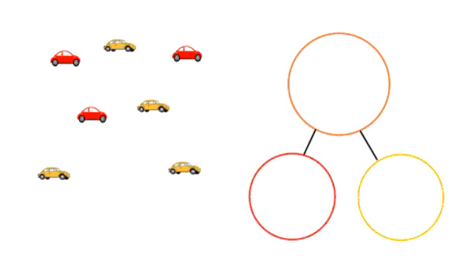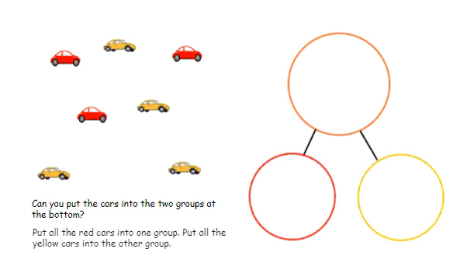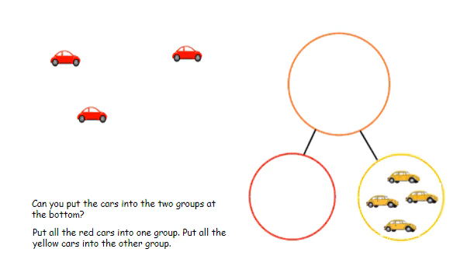With the cars, I'm going to show you how we can do this using a part-part-whole model. We've been using these now for a little while. Can you imagine putting the cars into the 2 groups at the bottom? We could put the red cars into one group and the yellow cars into another. 1, 2, 3, 4. Now let's move the red cars.